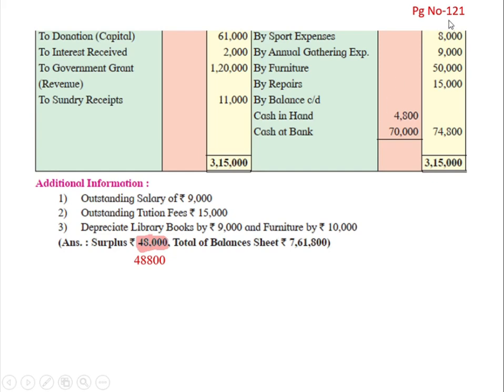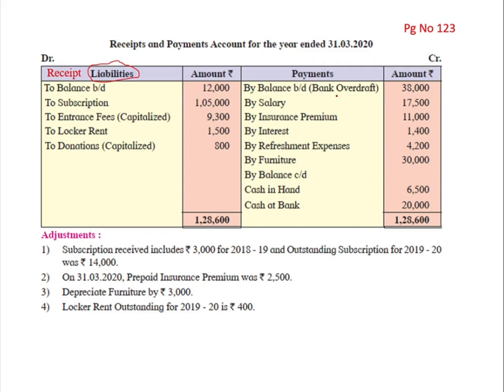Next, page number 121. Come to the answer. Surplus they have given only 48,000, but make it 48,800. Make a correction here. Put 800 extra. Page number 123. Here, by mistake they have given liability, but there should be receipt. Receipt and payment. So make a correction here also.